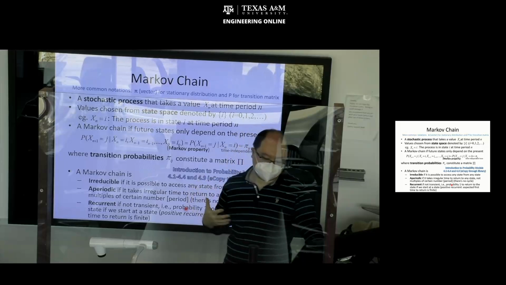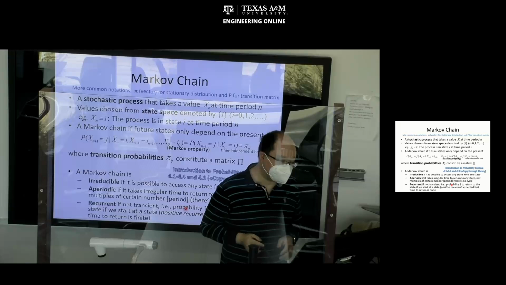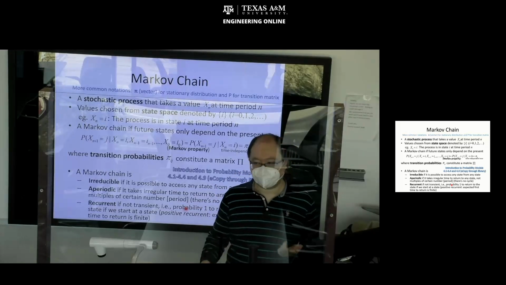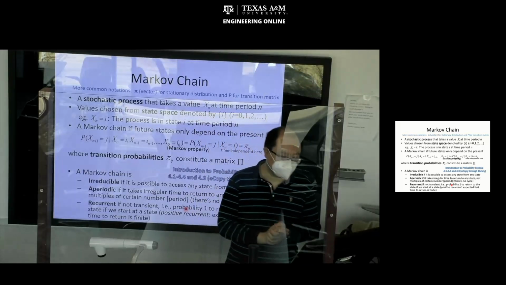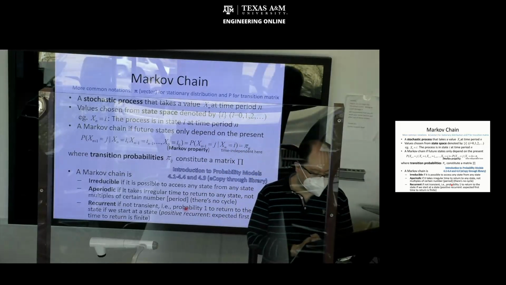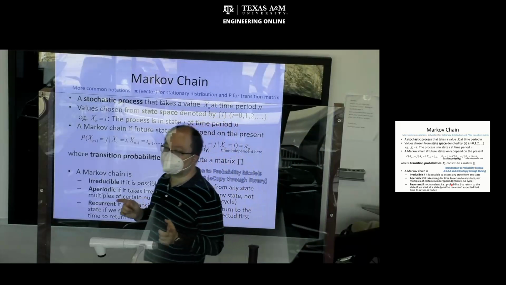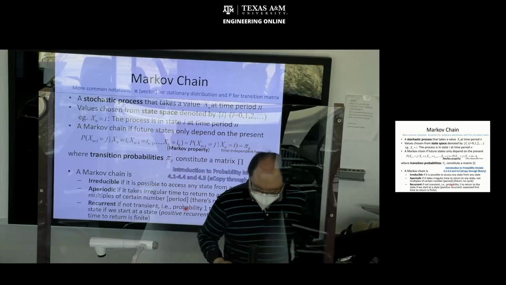So it's possible that the probability to return is 1, but the expected time to return for the first time is infinite. So in that case, it's not positive recurrent. It's just recurrent. Okay? All right, so is it clear what these concepts are? You have learned these concepts before, right? So this is a little bit of a reminder.